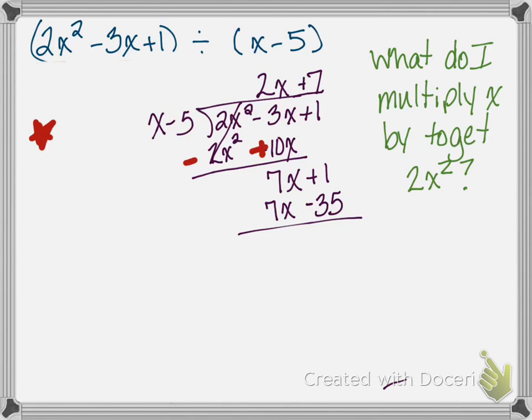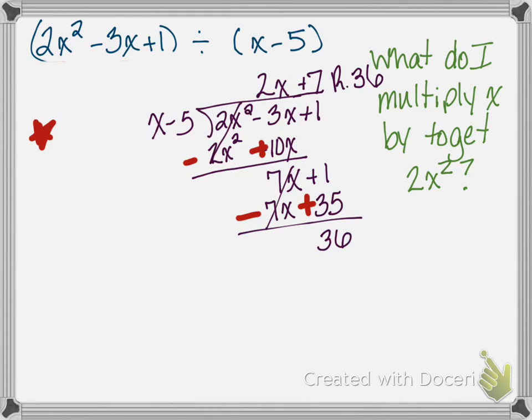And again, we go back to our mistake alert. We've got to subtract. And when we subtract a negative, that becomes a positive. 1 plus 35 is 36. Our 7x and negative 7x cancel. So I have a remainder in this one of 36. So it's okay to go back and say 2x plus 7, remainder 36.